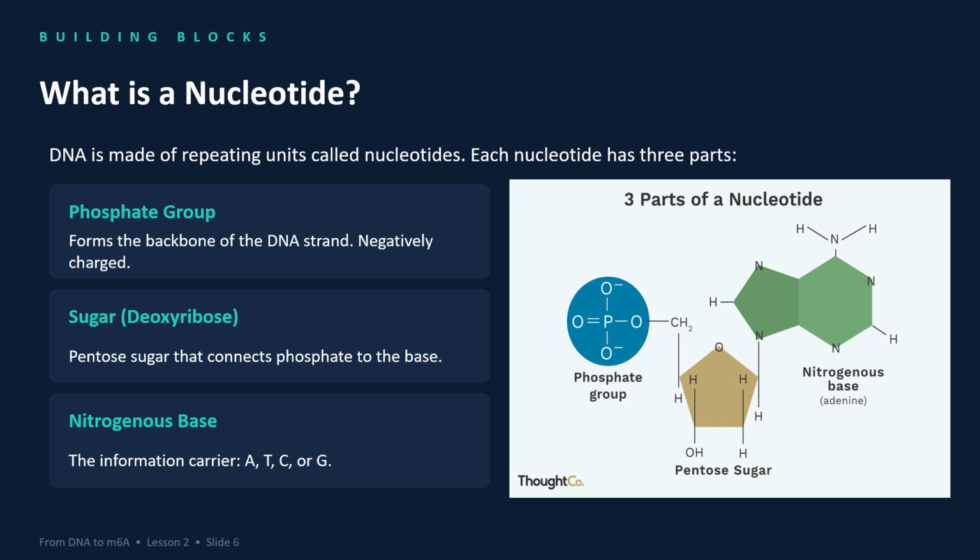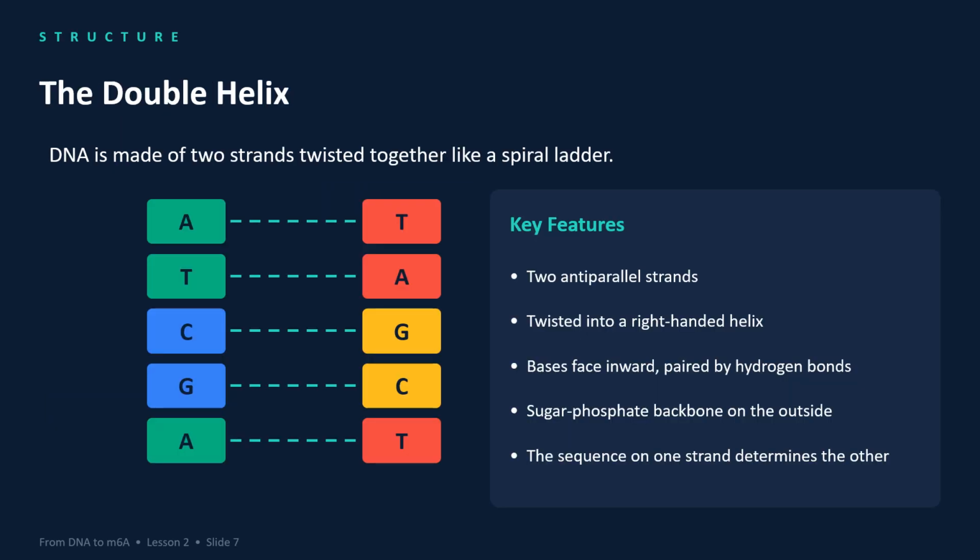But DNA doesn't exist as just one strand. It has a partner. Together they twist around each other to form the famous double helix, which looks like a spiral staircase. The bases stay on the inside, connecting the 2 strands together. The sugar phosphate backbone forms the outside, like the handrails of the staircase. This structure is extremely stable. And that's important because your DNA has to survive for decades while protecting your genetic information.